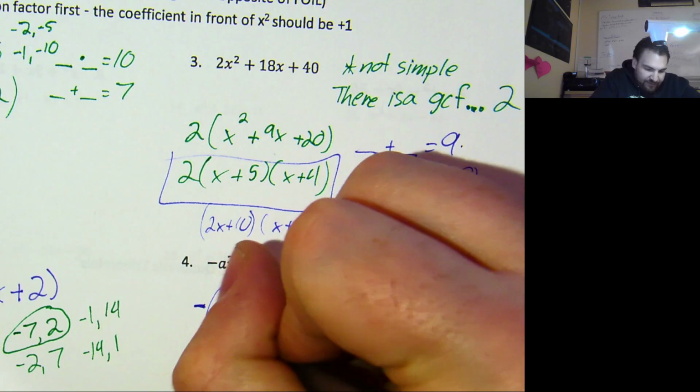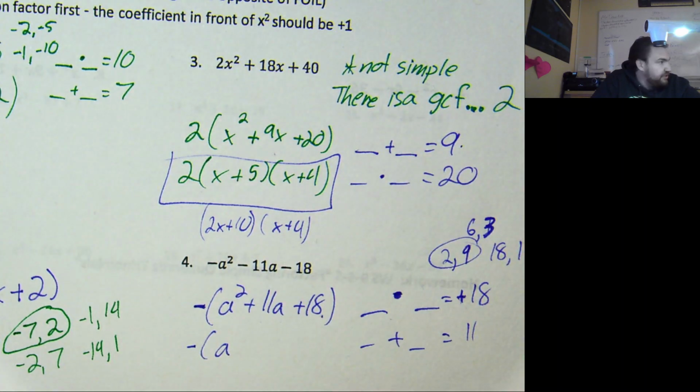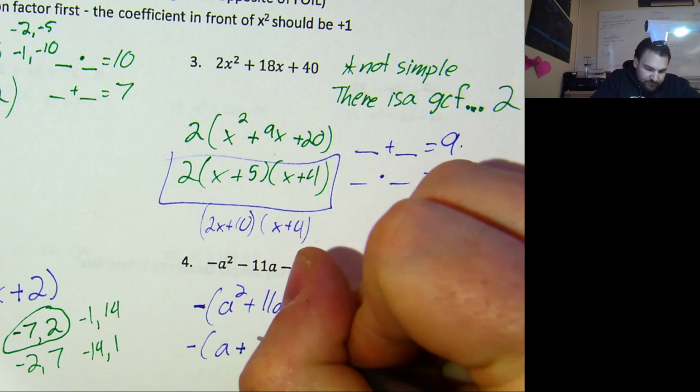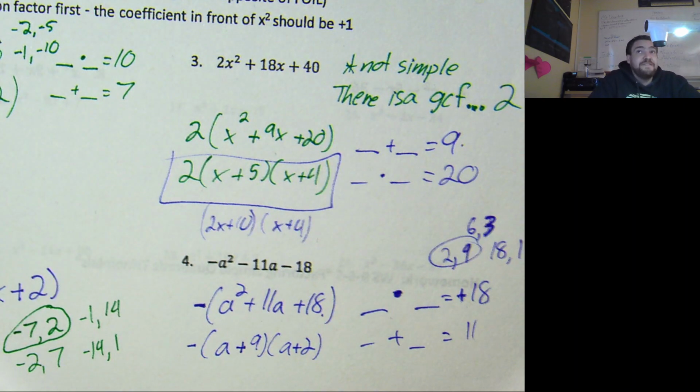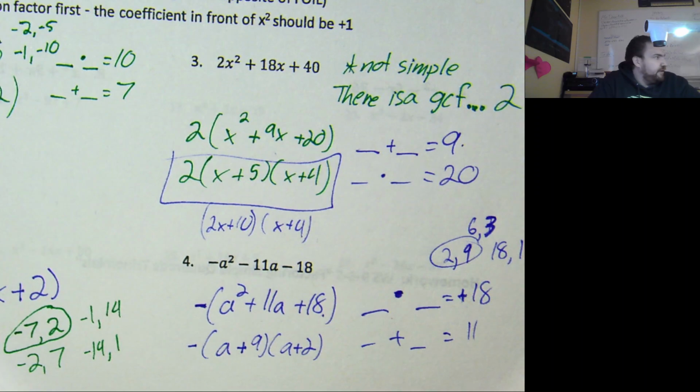So then I'm going to get... Finish this off, Carolyn. Cool. And the GCF, that negative 1, stays out front. We see the technique? Comments, questions, concerns?